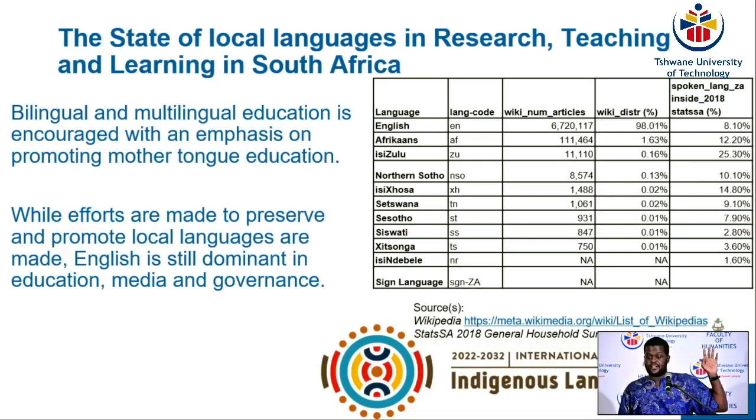You'll see that English has 6 million plus articles written on Wikipedia. Afrikaans, 110,000. We already go down by what we call an order of magnitude, from millions to hundreds of thousands. IsiZulu, 10,000, 11,000. Another order of magnitude drop. Then Northern Sotho, or Sesotho sa Leboa, and then it just goes down until you get to IsiNdebele, which is my wife's language. You can't go today and say IsiNdebele Wikipedia.